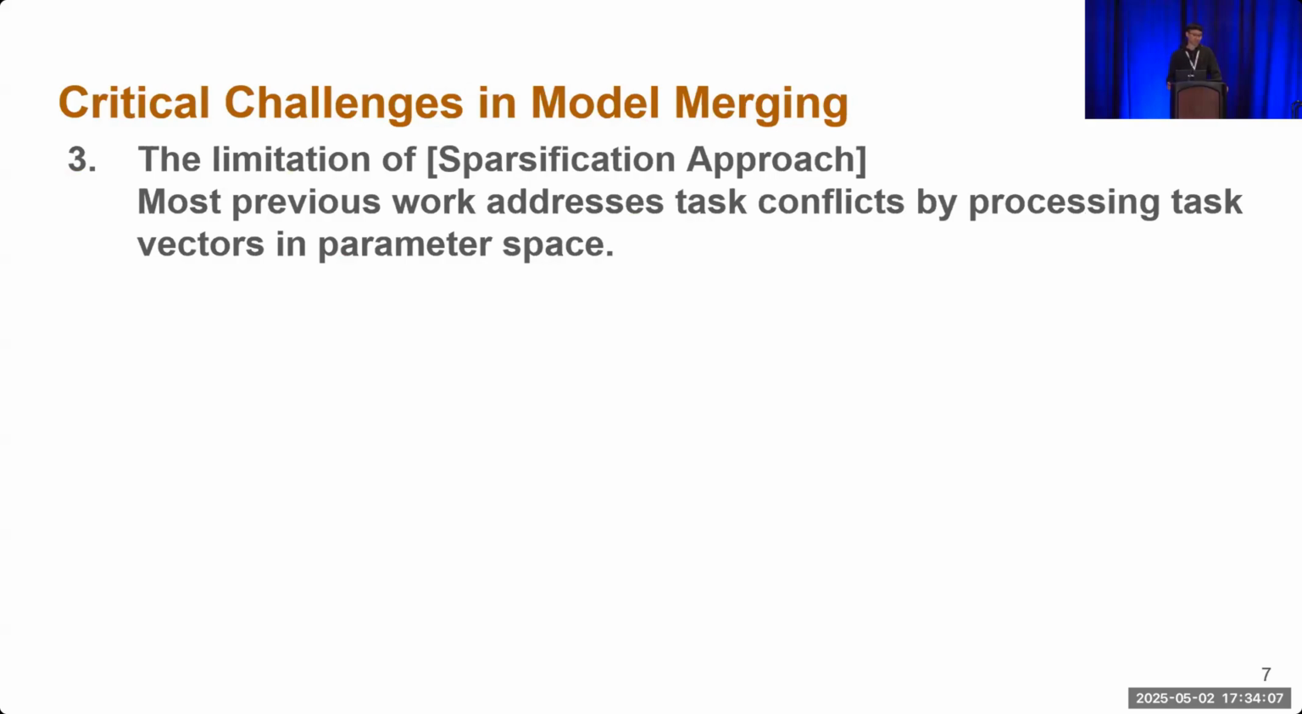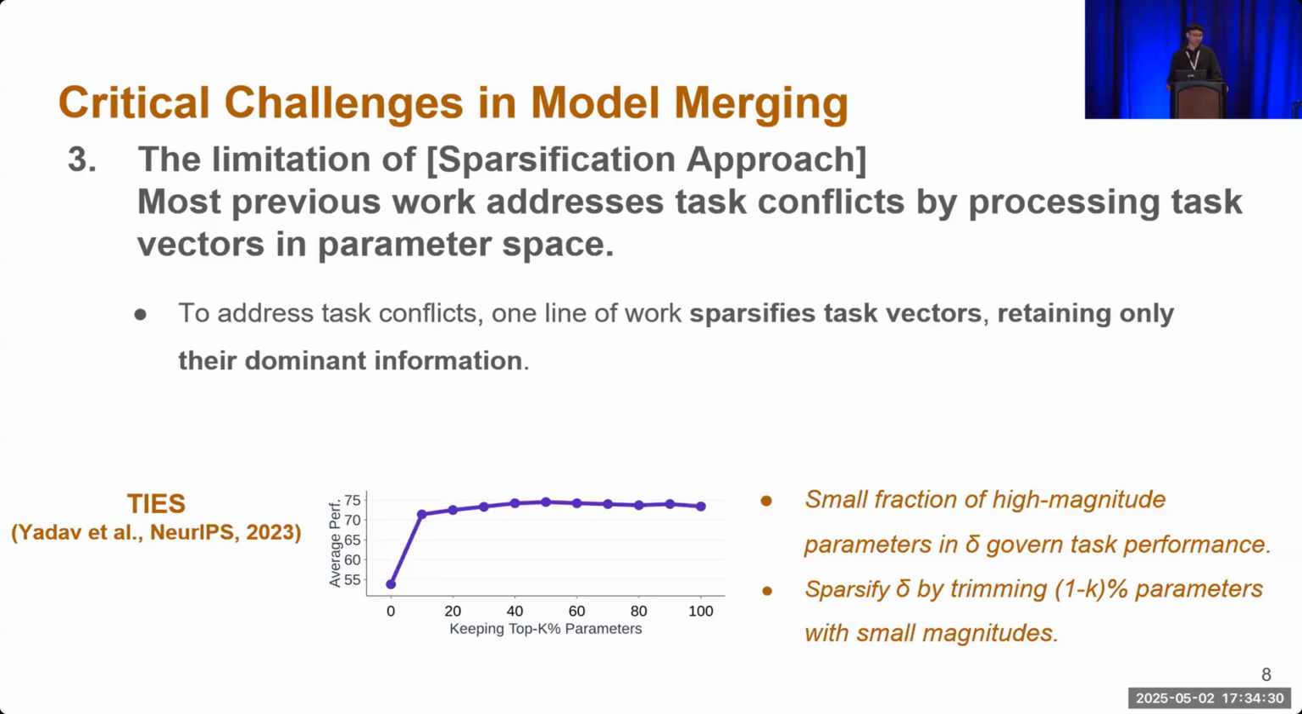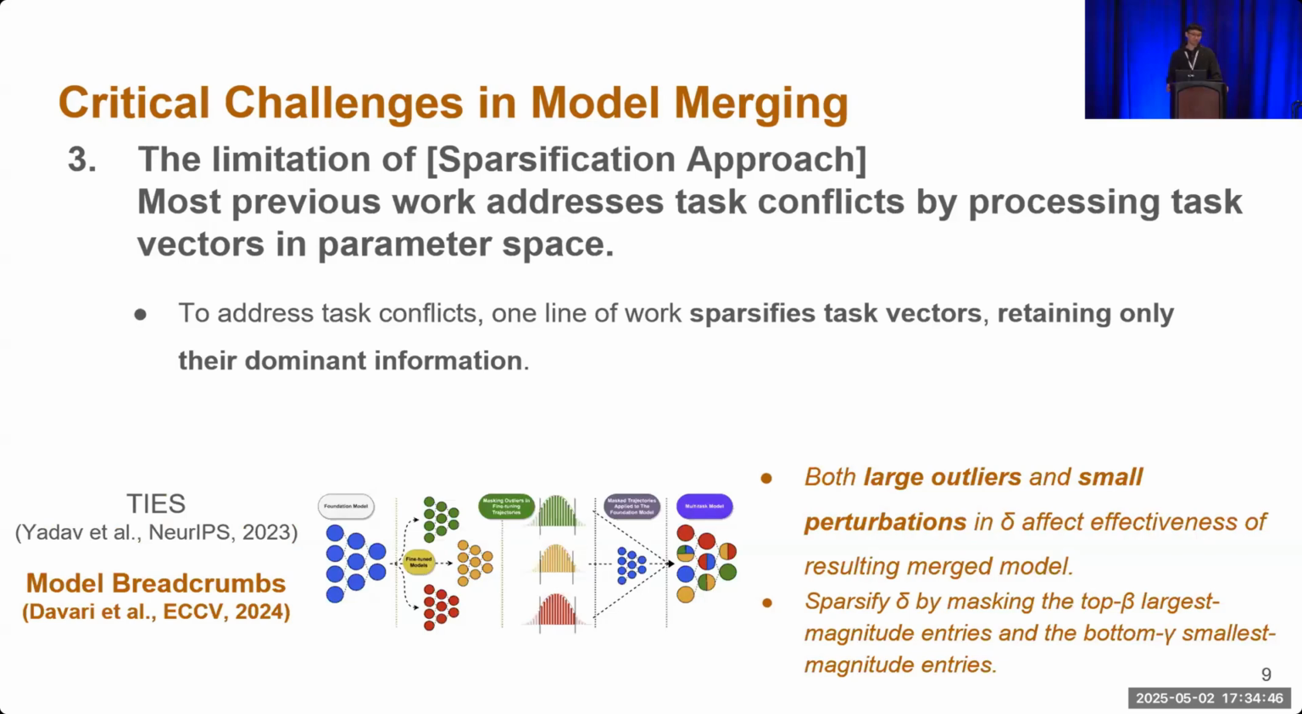Then the final challenge we identified is the limitation of the sparsification approach. Specifically, to address task conflicts, one line of work sparsifies task vectors, retaining only their dominant information. However, prior methods only sparsify task vectors in parameter space, which might fail to capture the most useful information. Take TIES for example again. The authors found that only a small fraction of high magnitude parameters in task vectors are responsible for the fine-tuned performance. Therefore, they propose to sparsify task vectors by trimming small magnitudes. Another example is Model Breadcrumbs. They suggest that in order to mitigate task conflicts, both large outliers and small perturbations should be trimmed in task vectors. Those two works both operate in parameter space. This is the third challenge we identified.